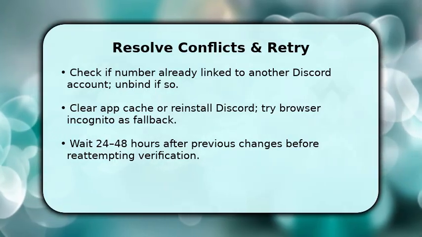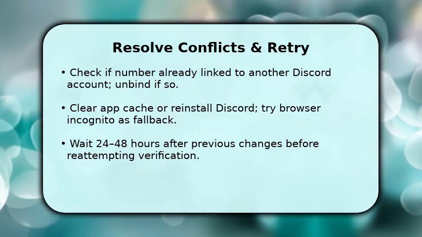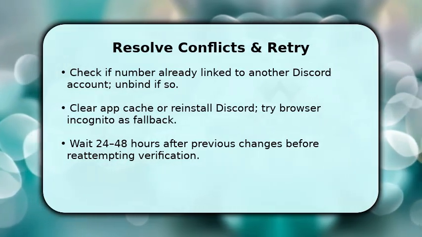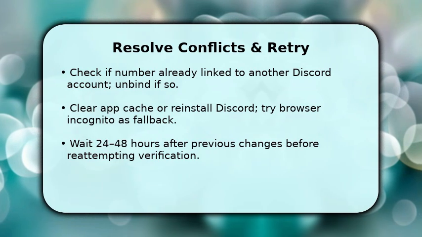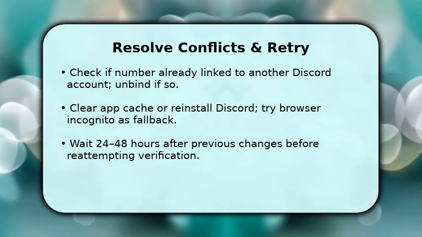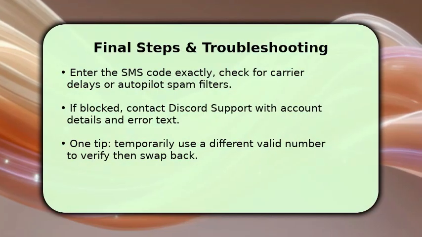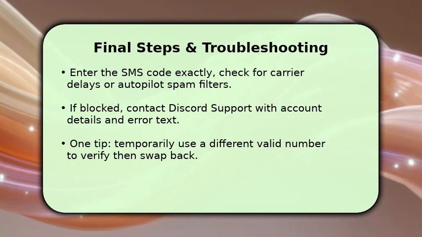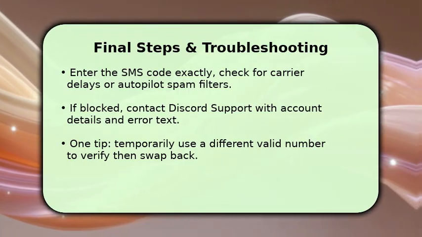If you recently changed numbers or accounts, be patient. Discord may enforce a 24 to 48-hour hold. After waiting, attempt to add the number again and request the SMS code. To finish, carefully enter the verification code exactly as received. Carriers sometimes delay SMS or mark them as spam, so check blocked folders and message filtering.